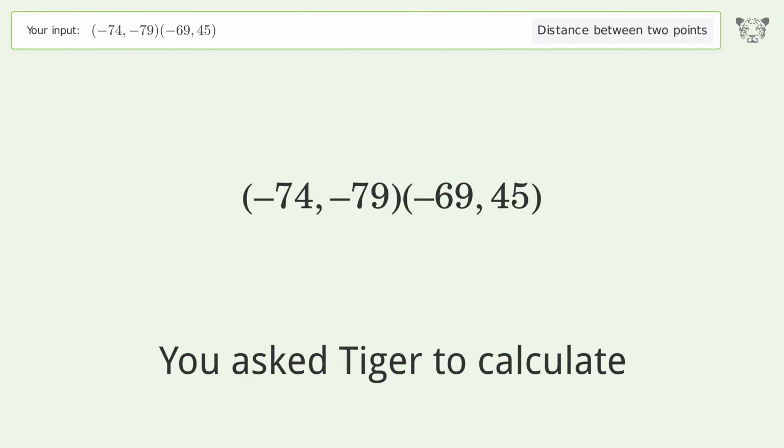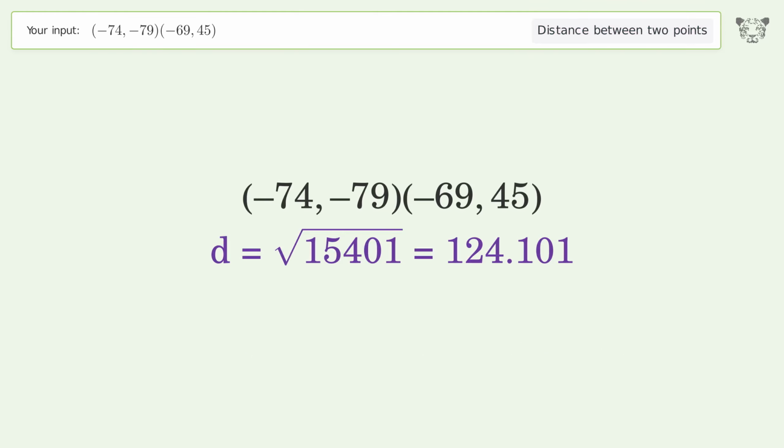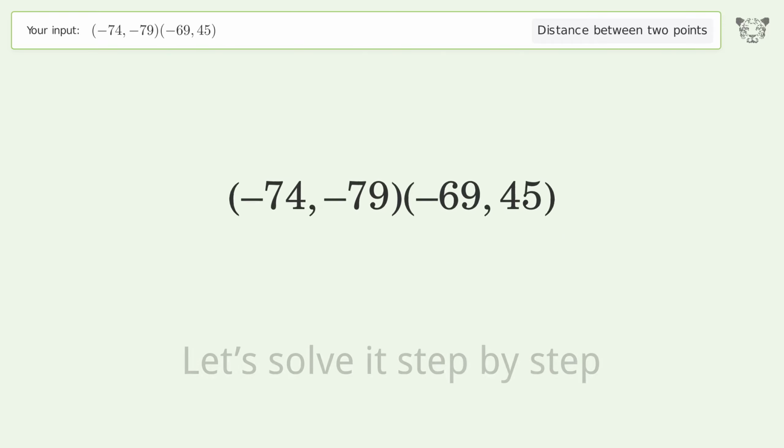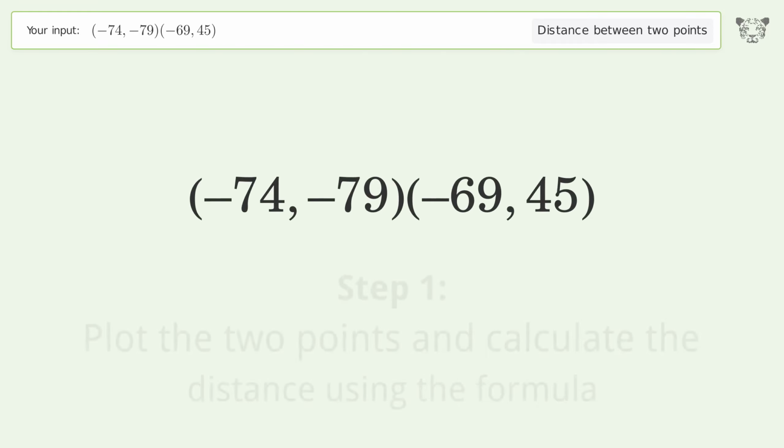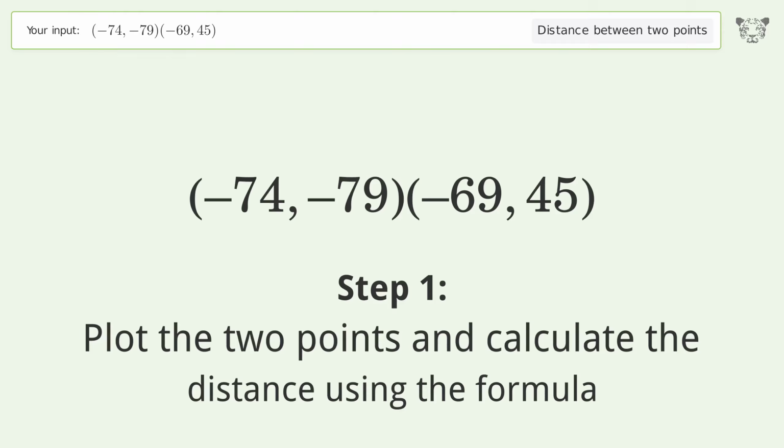You ask Tiger to calculate. This deals with the distance between 2 points. The distance between the 2 points is the square root of 15,401, or 124.101. Let's solve it step by step. Plot the 2 points and calculate the distance using the formula.